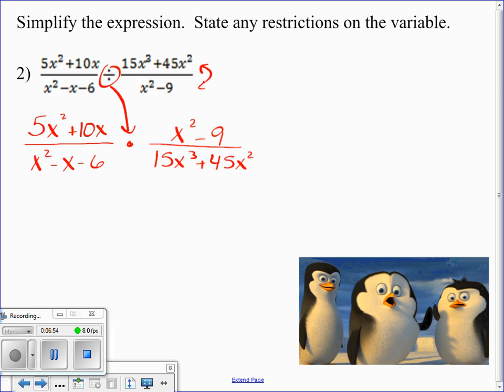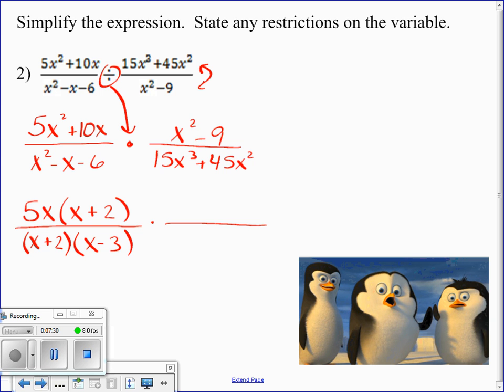All right, so change to multiply, flip it over. What's your next step? Factor. Let's factor everything that we can. So on the top, take out a 5x. So we're left with x plus 2. The bottom? X plus 2 and an x minus 3. You were there, you just couldn't get it out.